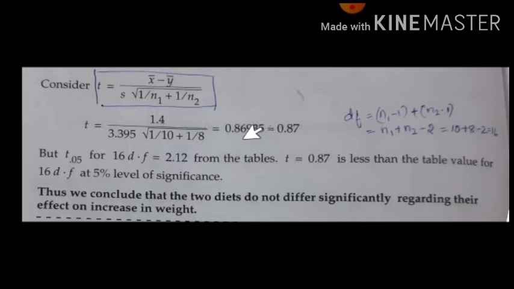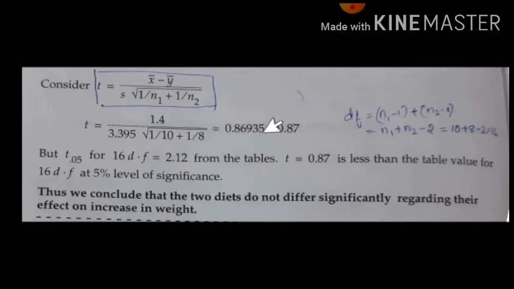Now for the table value, we need to find the T at 5% level of significance. So what will be the degree of freedom we need to calculate? The same way as in the calculation of variance, the degree of freedom for single data is n minus 1. So here for one data n1 minus 1 plus another data n2 minus 1, so n1 plus n2 minus 2 will be the degree of freedom. So the table value of T for 16 degrees of freedom is 2.12.